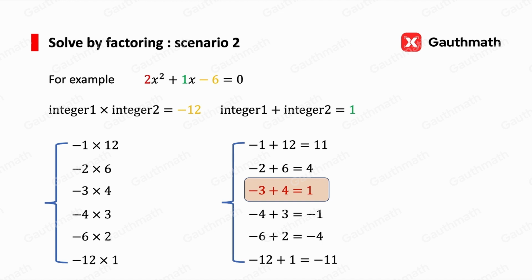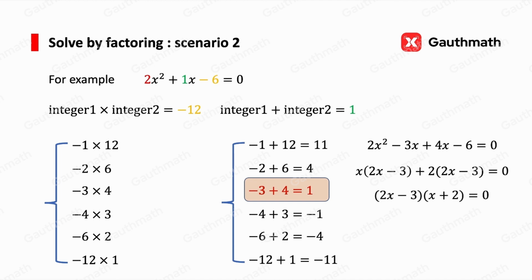Now we have to rewrite the middle term using negative 3 and 4. So our equation is transformed into 2x squared minus 3x plus 4x minus 6 equals 0. And then we may apply the method of factoring by grouping. For the first two terms, we can factor out x. And for the last two terms, we may factor out 2. And then we may factor out the 2x minus 3. So the equation becomes 2x minus 3 times x plus 2 equals 0.